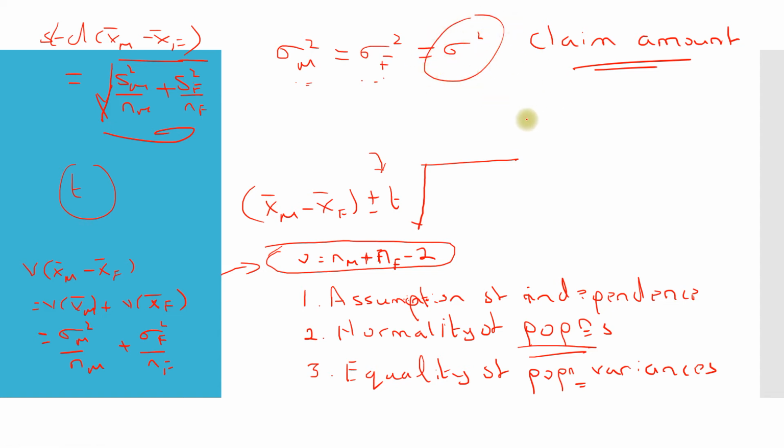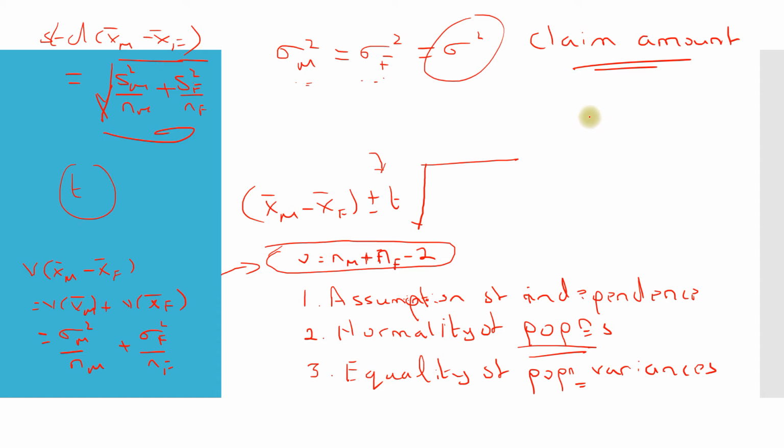And that one estimate of the population variance would be based on what? It will be based on what we have as sigma squared m and sigma squared f. Now you have to understand in the questions that you will get in an exam or whatever, that there will be two different sample variances given. You will not have only one sample variance.